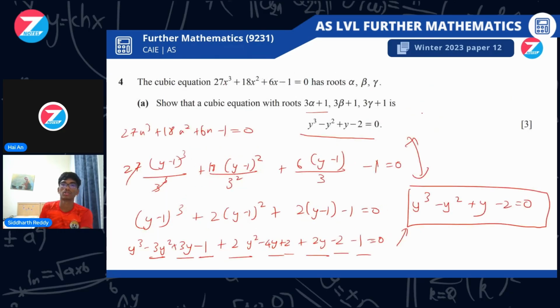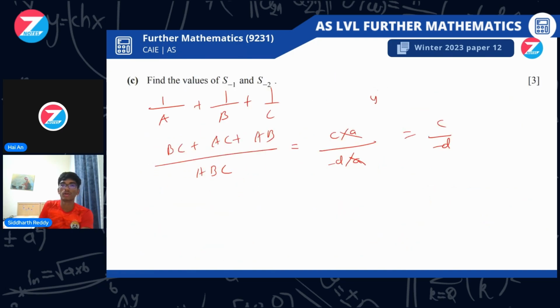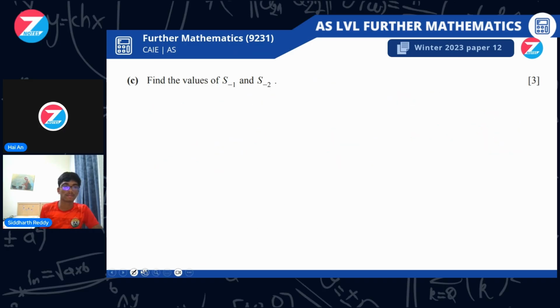Right? This A cancels out, so we got C by minus D. So the equation was y cube minus y squared plus y minus 2 is equal to 0. So C by minus D is just going to be 1 by minus of minus 2 is 2. So it's 1 by 2. Okay. So S minus 1 is equal to 1 by 2. Let's find S of minus 2.